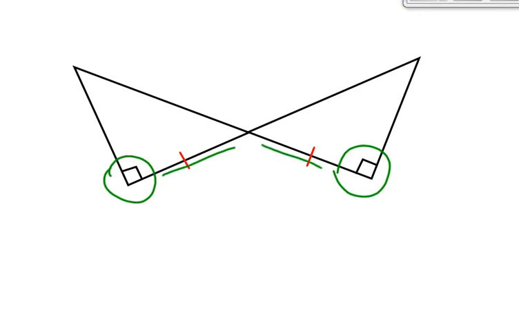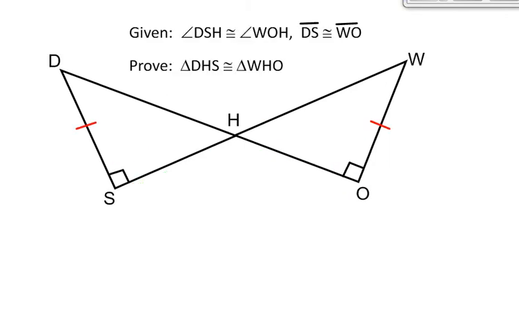Okay? But I need another angle to use what it is. Well, as luck would have it, I can use the vertical angle theorem to show that these two angles right here in the middle are in fact congruent as well. And what have I got here? Well, now I've got two angles with an included side in between them, and I can show, therefore, that these two triangles are in fact congruent. Cool? Alright, let's change things up just a bit.